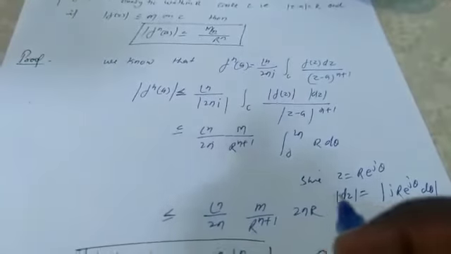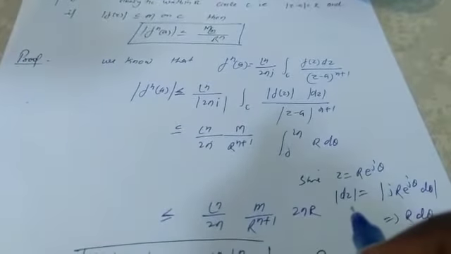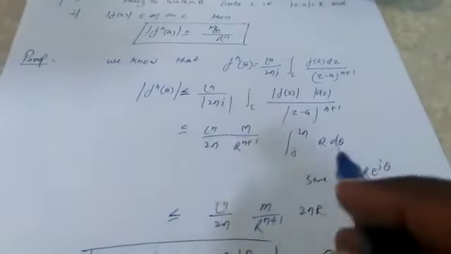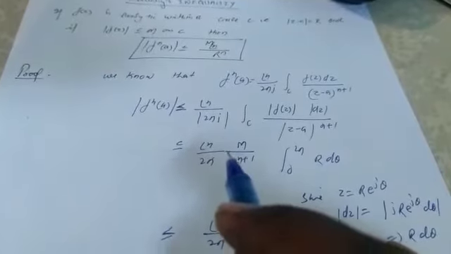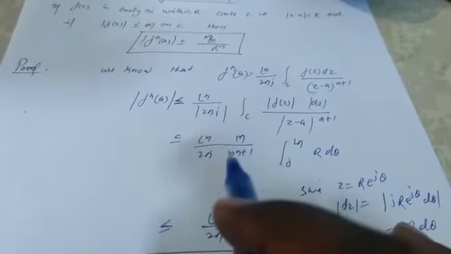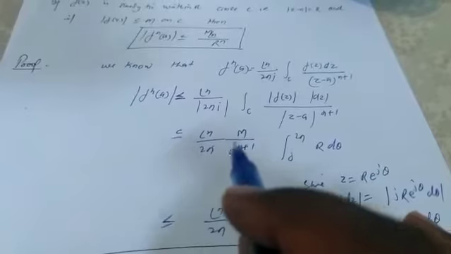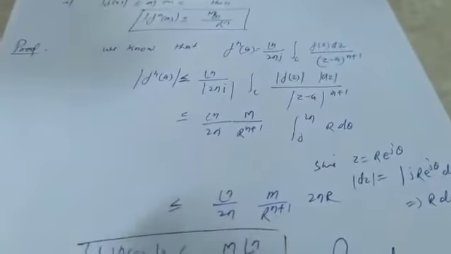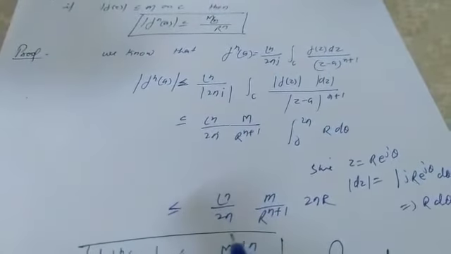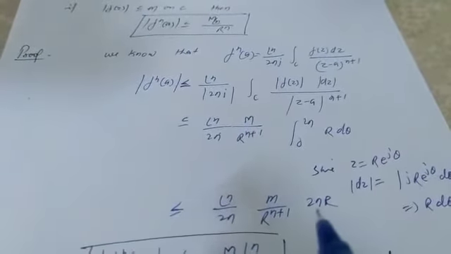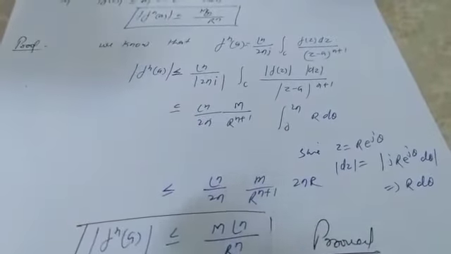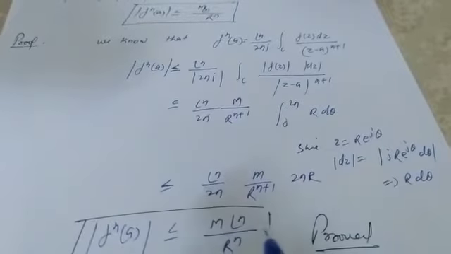In the given case, z = re^(iθ), then dz = ire^(iθ) dθ, whose modulus is r dθ. Put this in, and given that |f(z)| ≤ M, we get n!/(2π) · M/r^(n+1) ∫ from 0 to 2π of r dθ ≤ n!/(2π) · M/r^(n+1) · 2πr, divided by r. Then the value is M n!/r^n. Then proved.